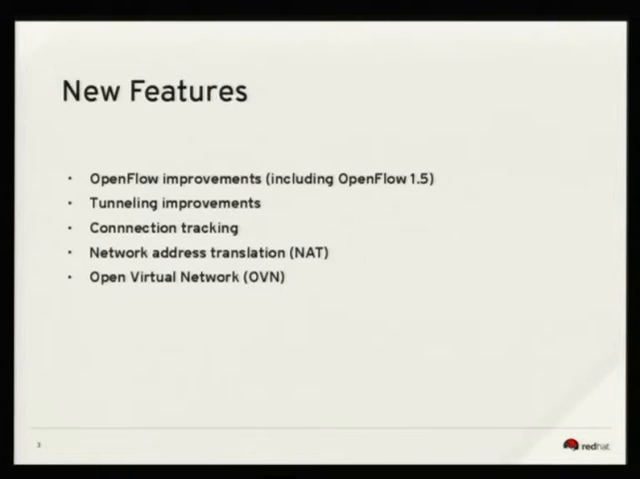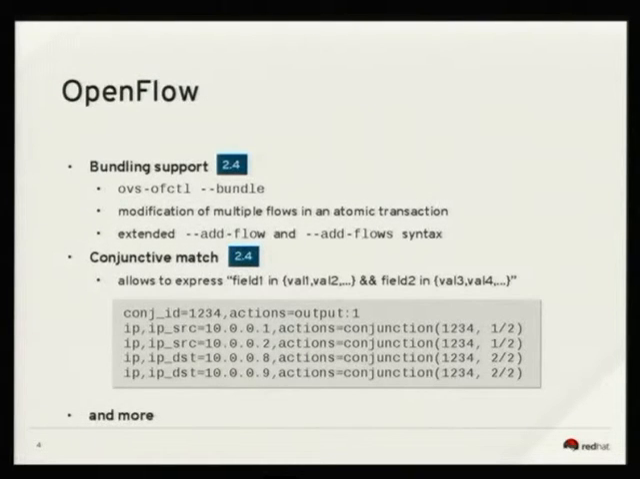There was a lot of new stuff with tunneling that happened in the past year. The third topic is connection tracking. That's actually quite important stuff. We will talk more about that. And a related topic is network address translation. And the last point I want to cover, although just briefly, is OVN, really new shiny stuff. So let's start with OpenFlow.